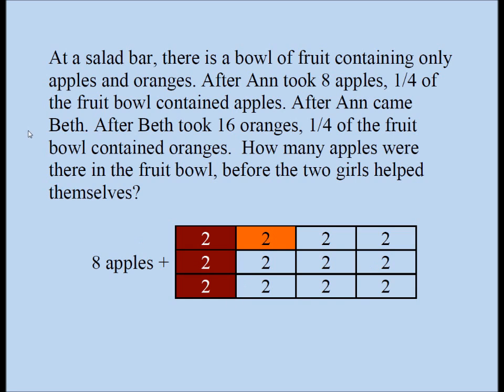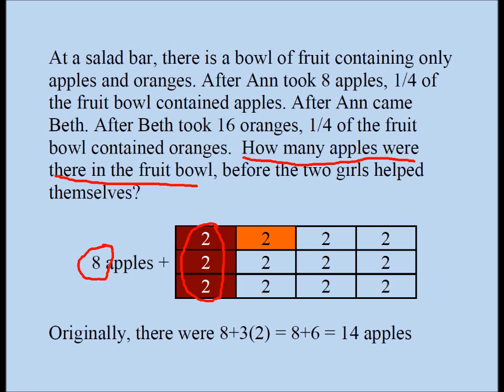That's what I did. Now, how many apples were there originally? That's what the question asks. How many apples were in the fruit bowl before the two girls helped themselves? My answer would be 2 times 3, 6, plus 8. 8 plus 6 should be 14. That's my answer. 14 apples.